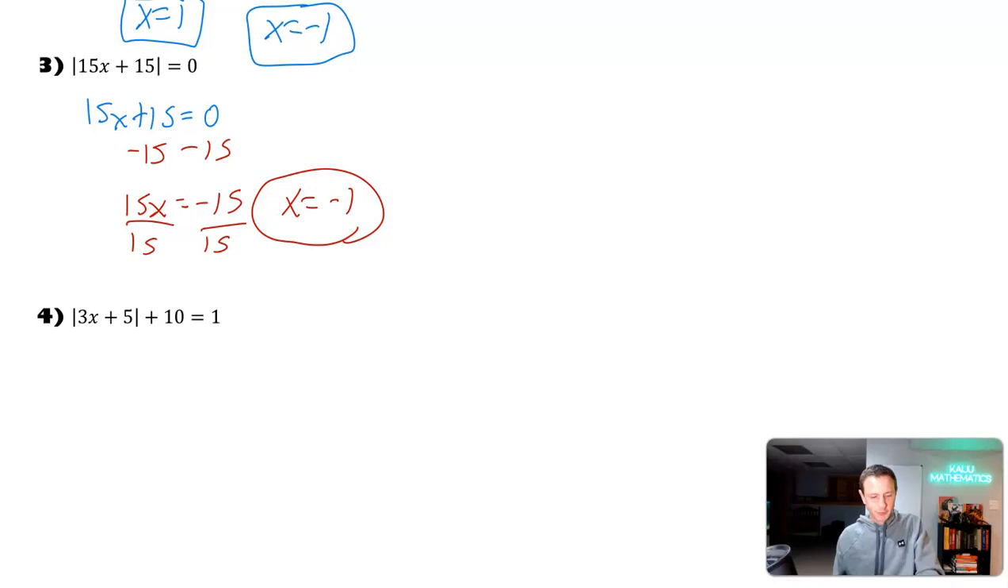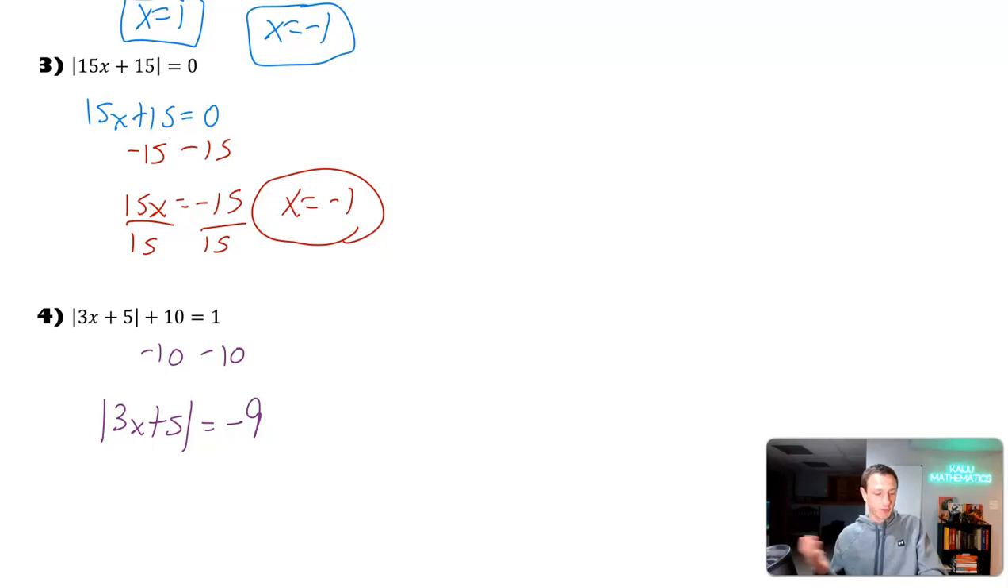Number 4, the absolute value of 3x plus 5, plus 10, equal to 1. So now notice right away that the absolute value is not by itself, so we want to subtract 10. We get the absolute value of 3x plus 5 equals 1 minus 10, which is negative 9. Now I have the absolute value of 3x plus 5 equal to negative 9.